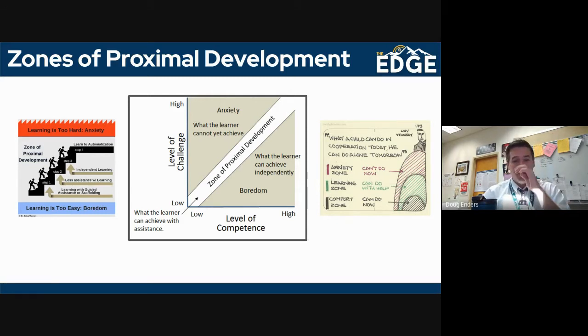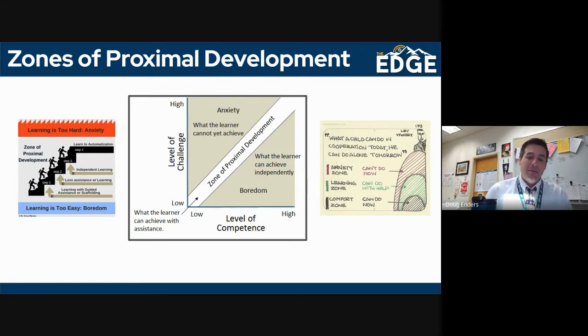Before I turn things over to Josh and Meg, I just want to remind everyone of the challenge that we face as teachers. If you haven't heard me talk about it before, it's called the zone of proximal development. It's a fancy way of saying, at the very bottom you'll see the level of competence, meaning their skills and abilities. And on the y-axis, you see the level of challenge.